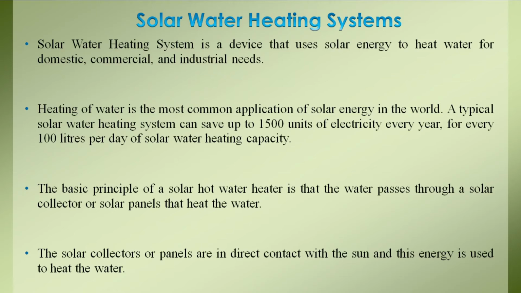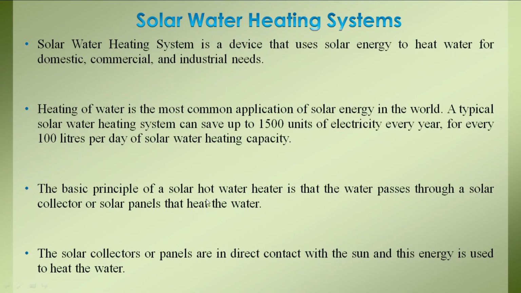Mostly for domestic hot water requirements, we go for the lower type of solar hot water systems, that is from 100 LPD up to 1000 LPD. But in commercial complexes and industries, we require centralized solar hot water systems. Nowadays parabolic solar collectors are coming on the market, which heat the water up to steam temperature. So for the generation of steam also, the solar water heating system is beneficial.